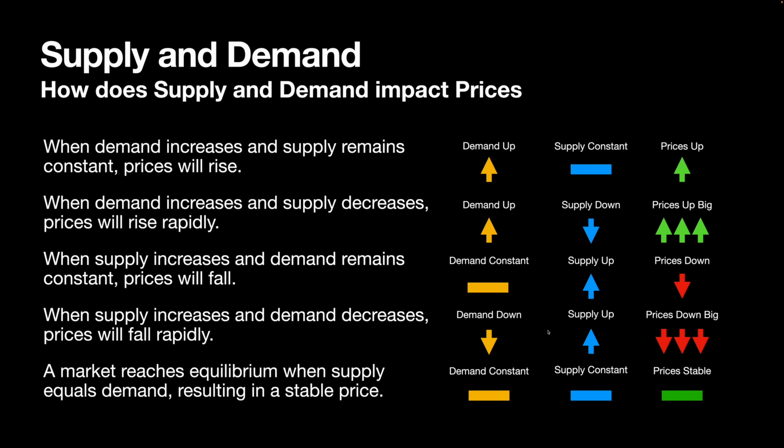So, some good examples of real life scenarios where these things have affected potentially your life or people that you know. And when the market reaches equilibrium, that's when supply and demand are kind of happy with each other, and that results in a stable price.